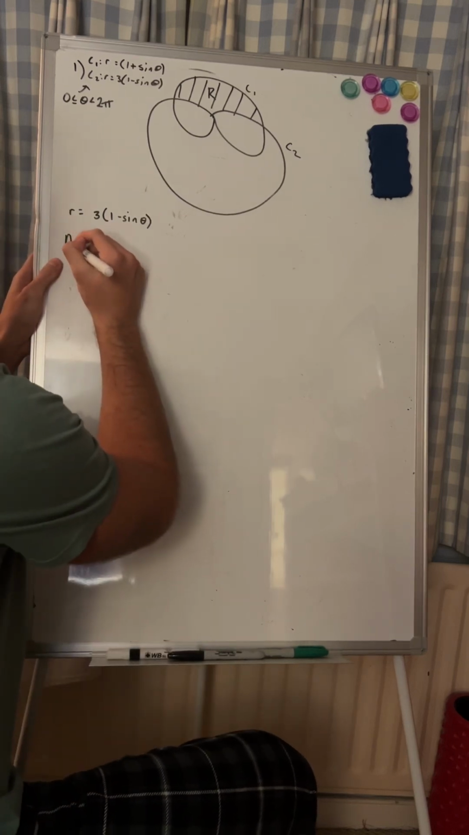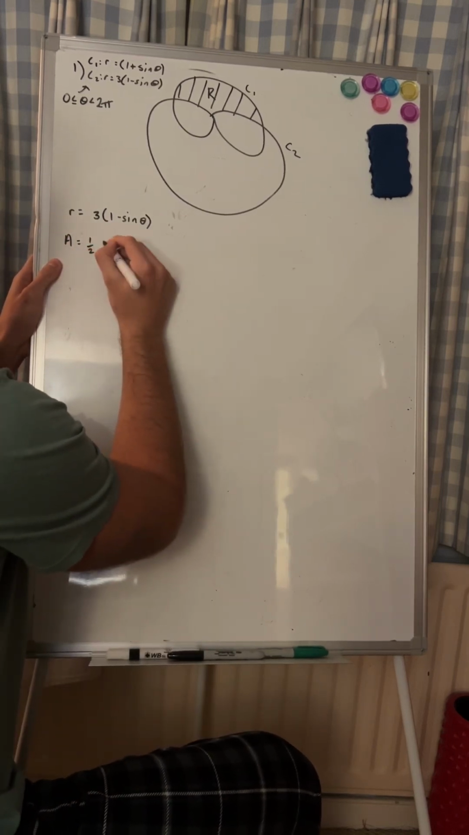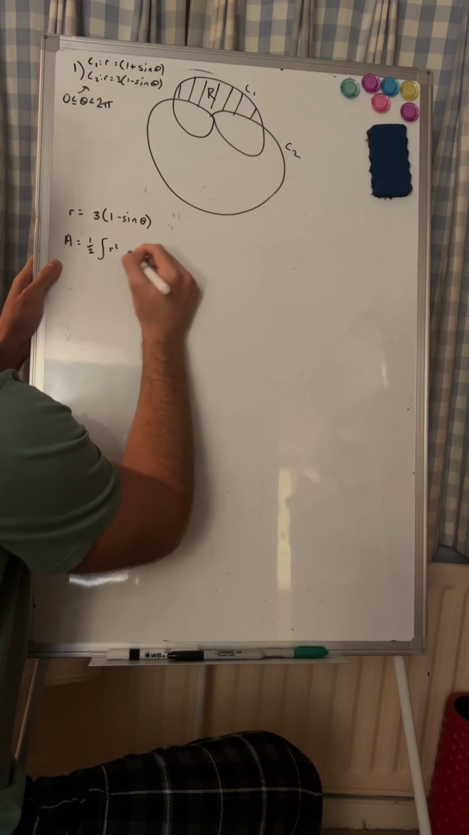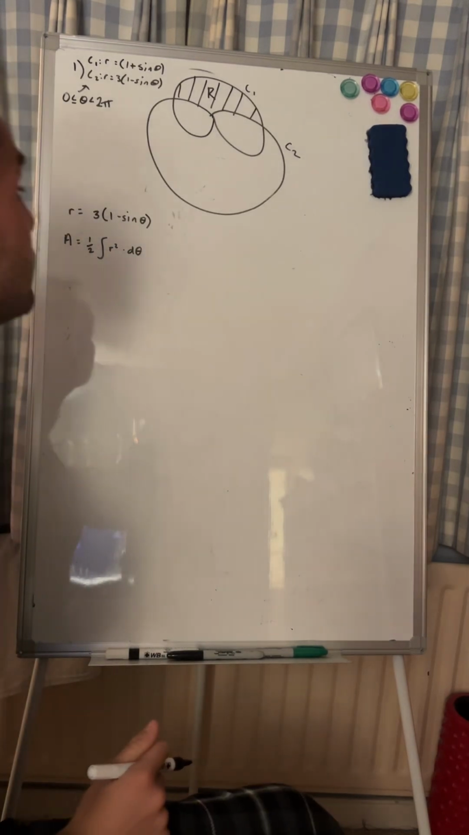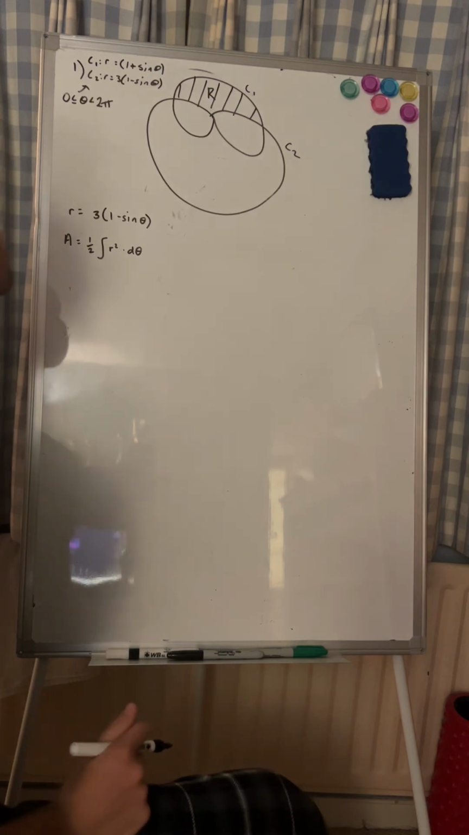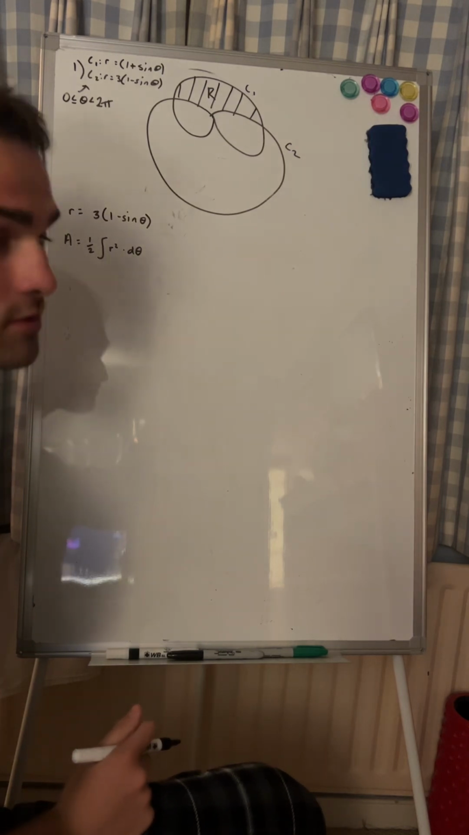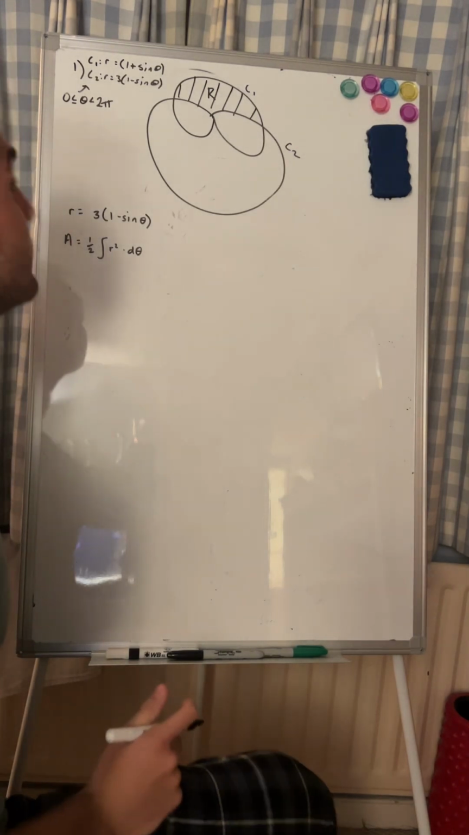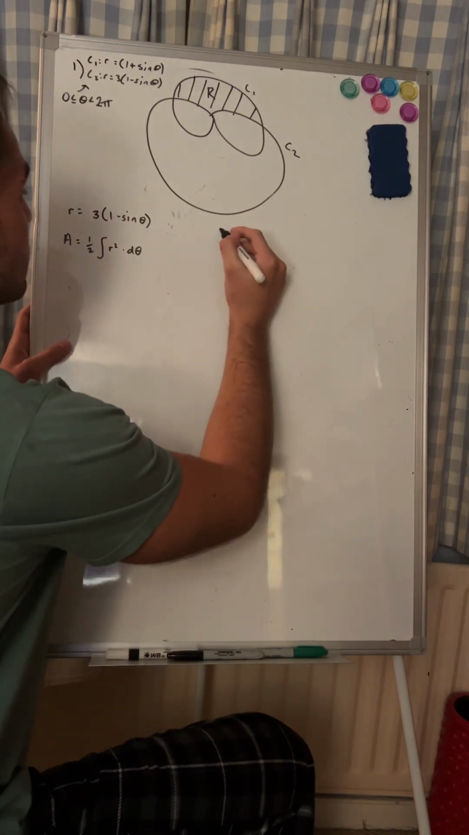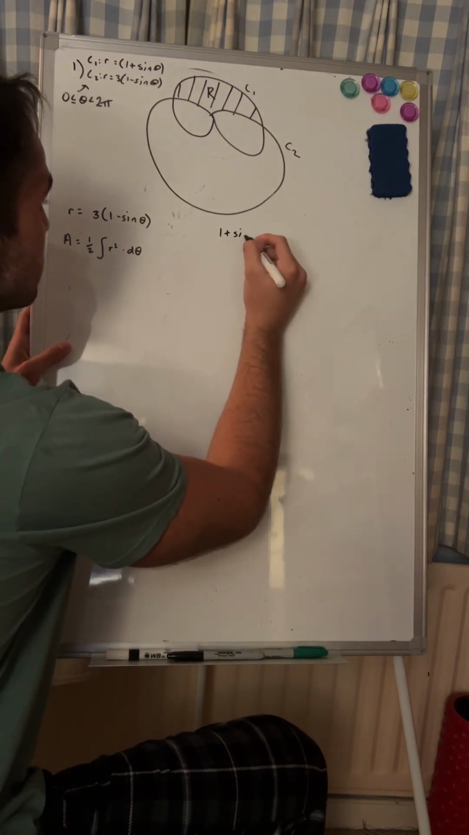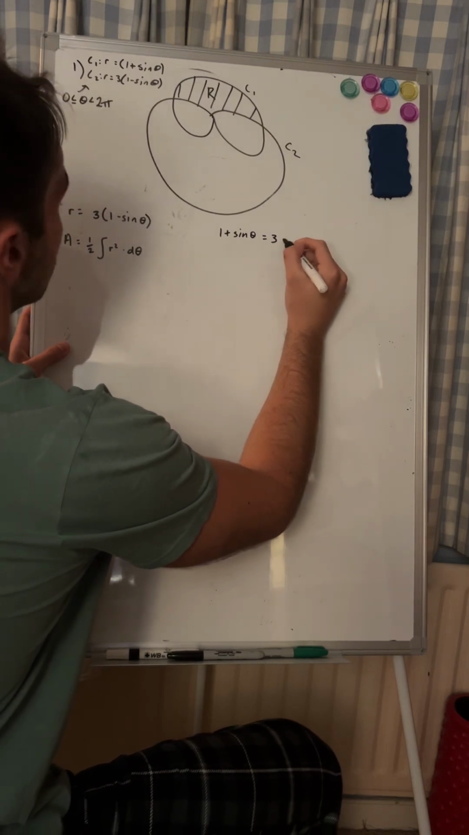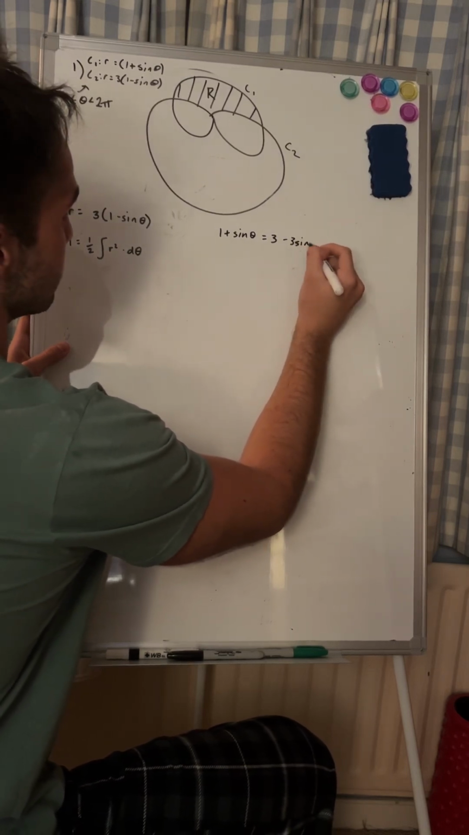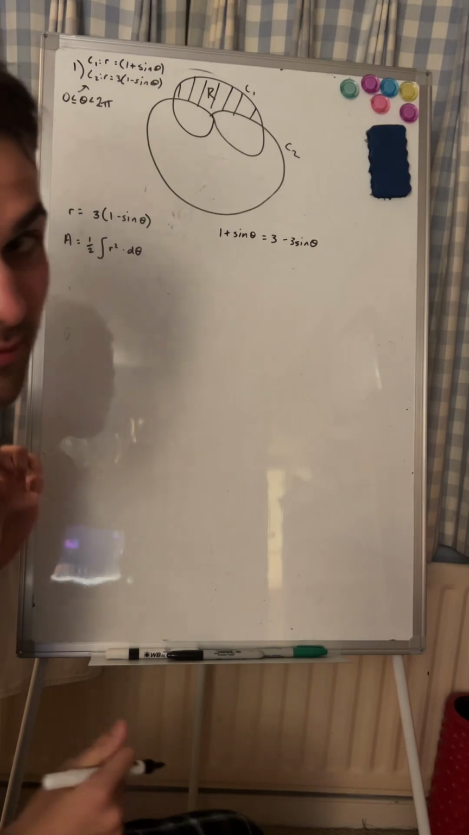Well, A equals a half of the integral of R squared times d theta. So we're going to use that formula, which is in the formula book. And then firstly, to define our boundary conditions, we need to equal C1 and C2. So we're going to say that 1 plus sine theta equals 3 minus 3 sine theta. I'm just expanding the brackets there.